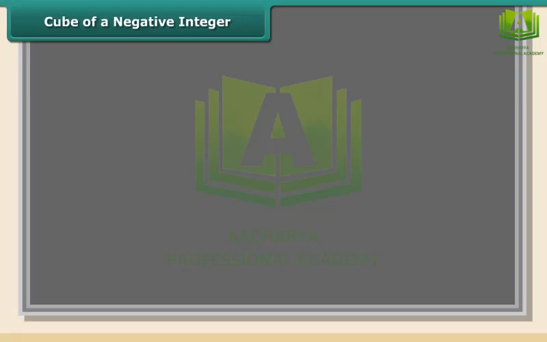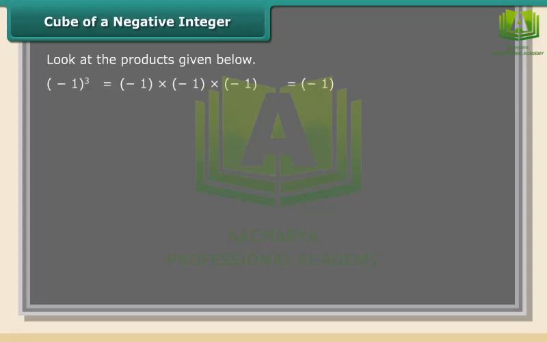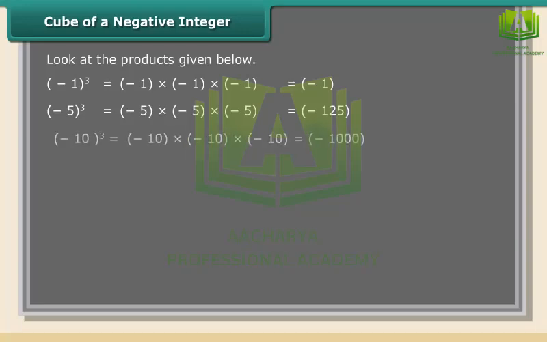Cube of a negative integer. Look at the products given below. -1 cube is equal to -1 into -1 into -1, which equals -1. -5 cube is equal to -5 into -5 into -5 is equal to -125. -10 cube is equal to -10 into -10 into -10 is equal to -1000.